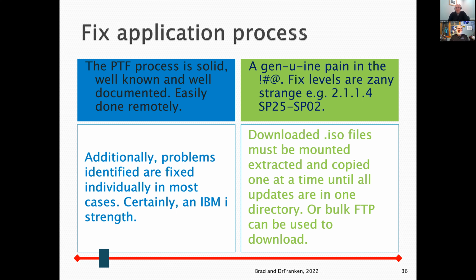But when you deal with VIO, literally that was a valid version number: 2.1.1.4 SP25-SP02. Really? Holy cow. On IBM i, it's like 7.3, and I have cume level this, technology release this. Nice, neat boxes of numbers.